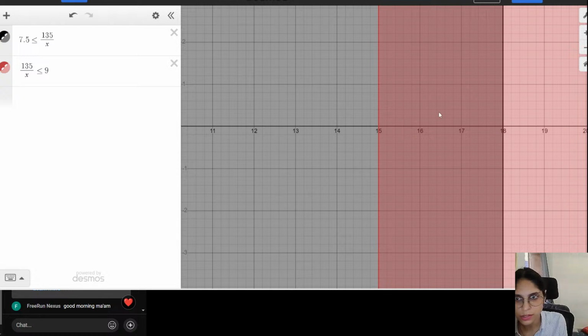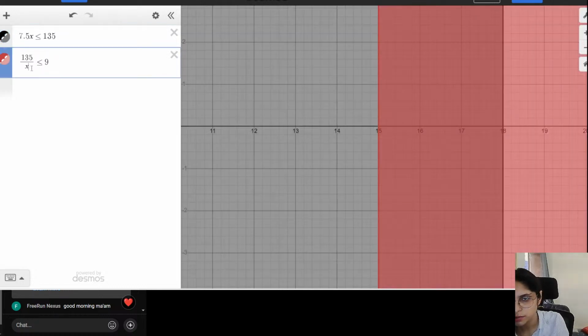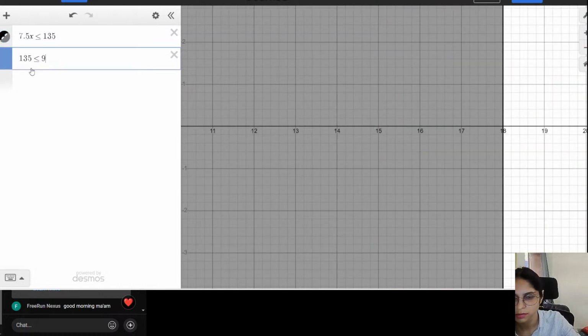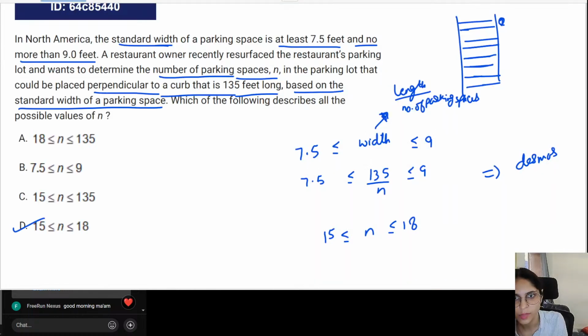Here you will not be able to see the points because x is in the denominator. If you want, you can write it like this. Multiply by x on both sides. Then you will be able to see the points 15 and 18. So if you want the points, in Desmos you can type 7.5x less than or equal to 135, 135 less than or equal to 9x. Okay? To get the exact values of the points, so that you don't have to zoom out or zoom in to see where the line is intersecting. You can just click on the points.